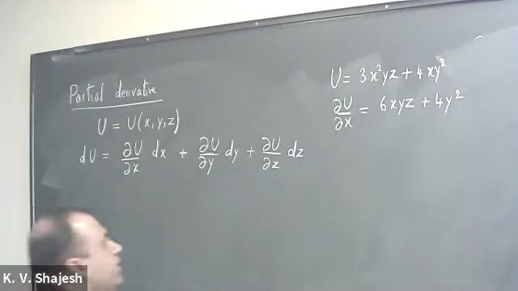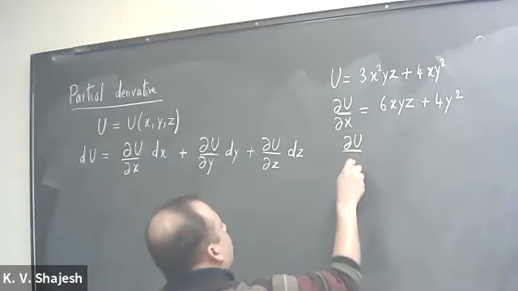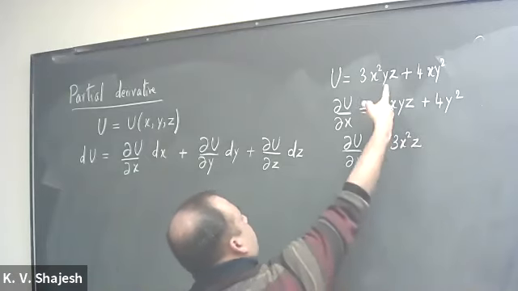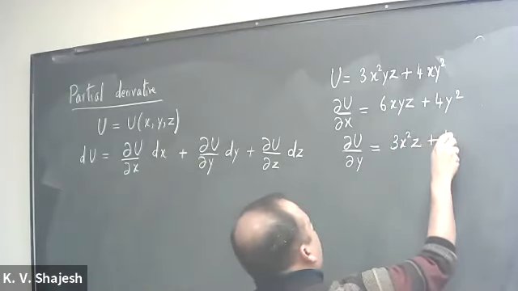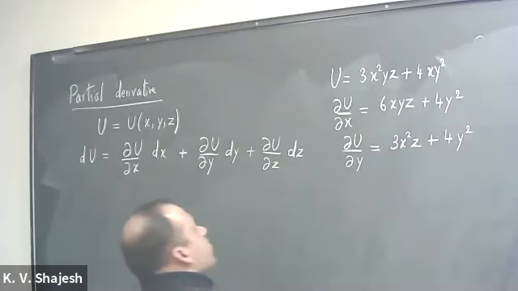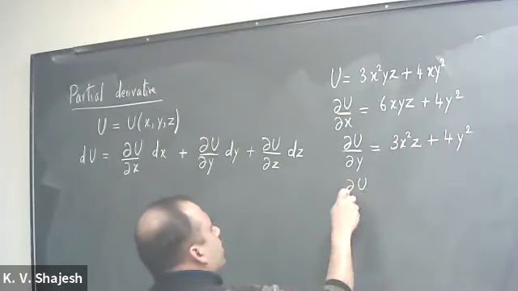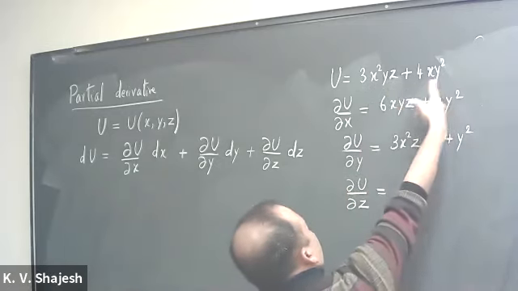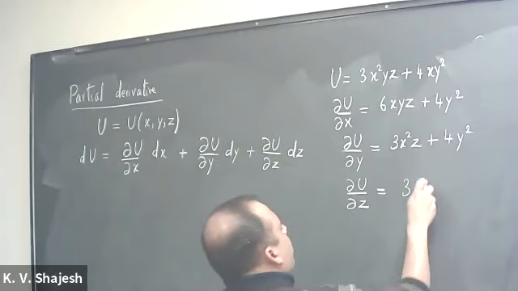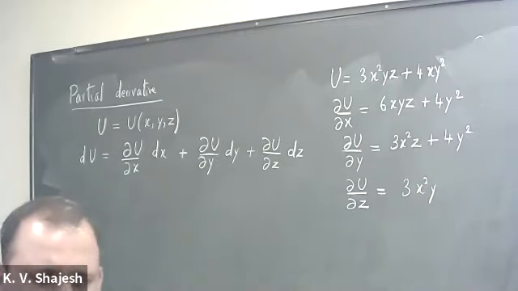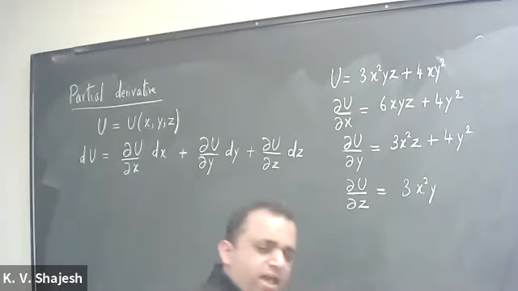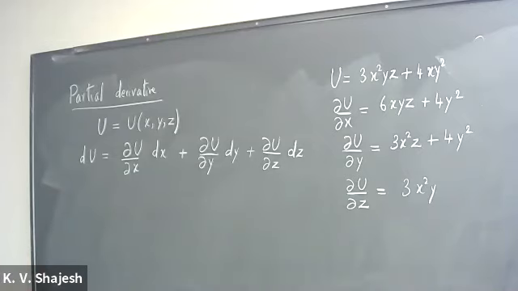Notice the idea there. Partial derivative of u with respect to y will be equal to 3x squared z plus 4y squared. Hopefully you're seeing the pattern. And partial derivative of u with respect to z would be, there's only one place here, the other term is constant, so that goes away, so that's 3x squared y. So that's all there is to it. And these are derivatives in the x direction, y direction, and z direction. That's how you want to interpret this.